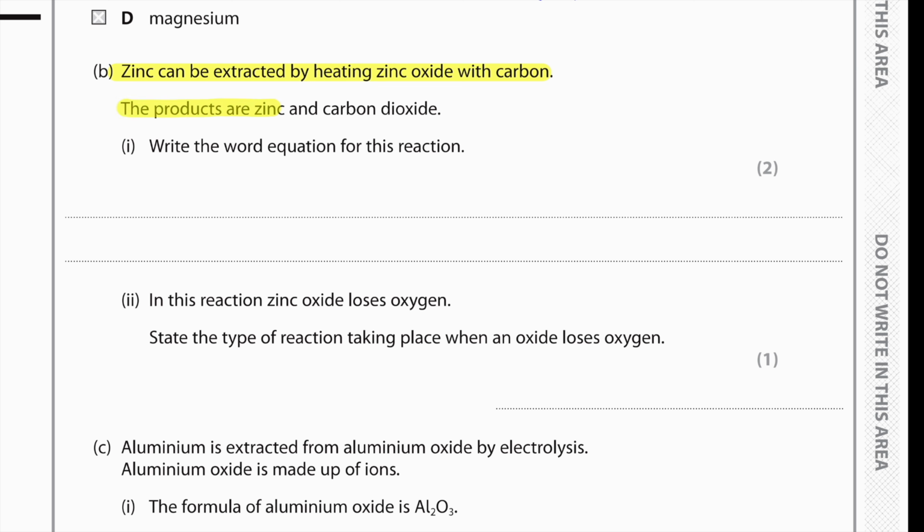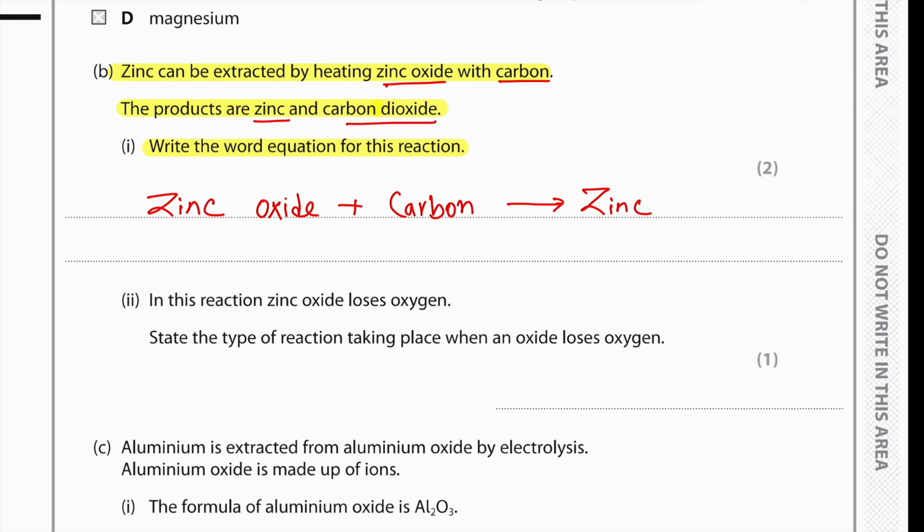The products are zinc and carbon dioxide. Write the word equation for this reaction. So, to write a word equation is very easy. We just need to follow the statements. So, the reactants are zinc oxide and carbon. So, we will put them with a plus and write them on the left. And the products are zinc and carbon dioxide.